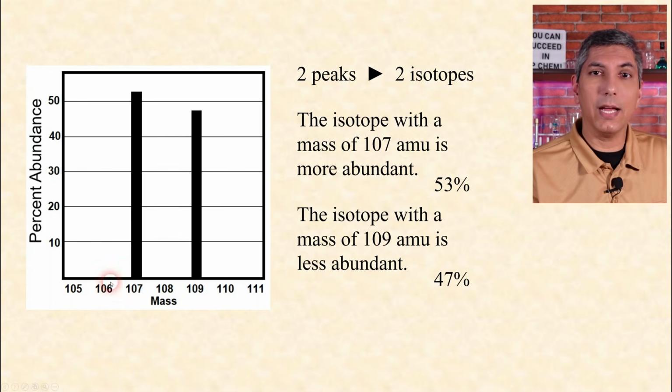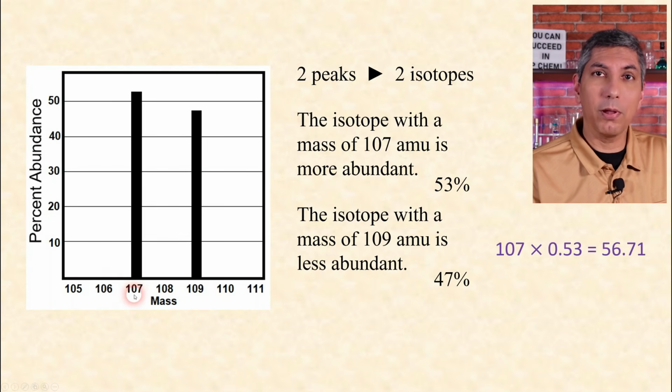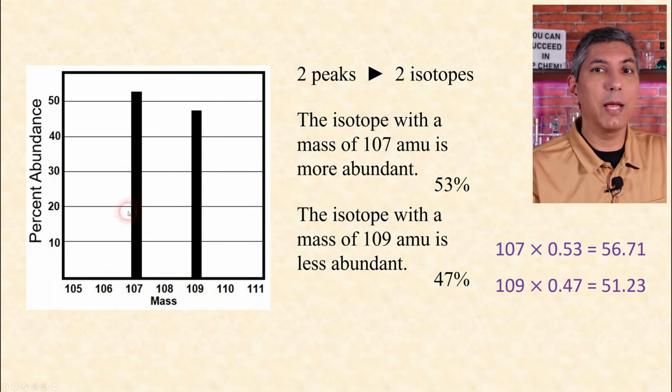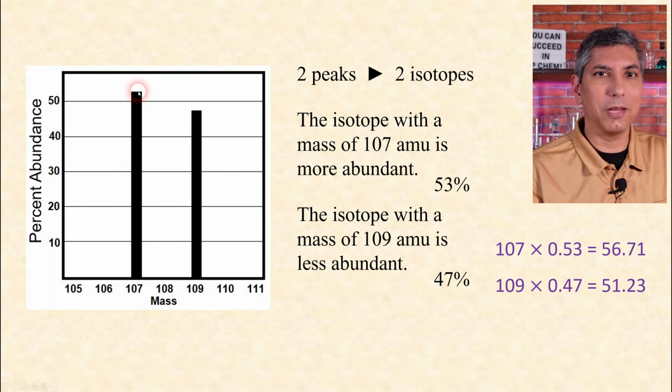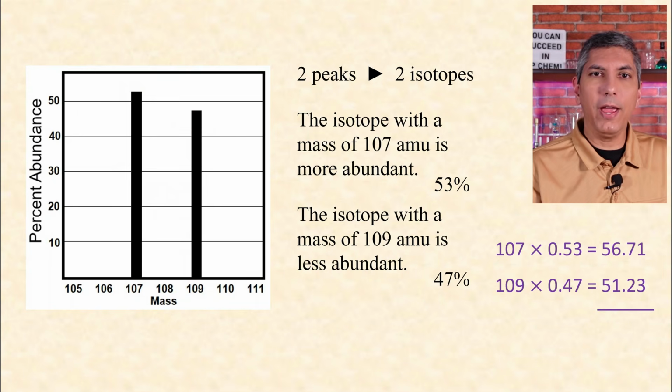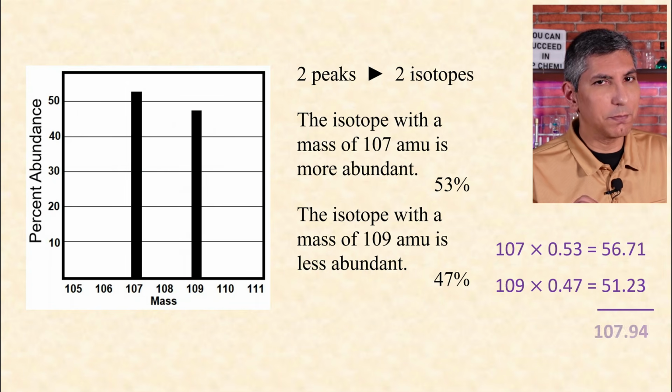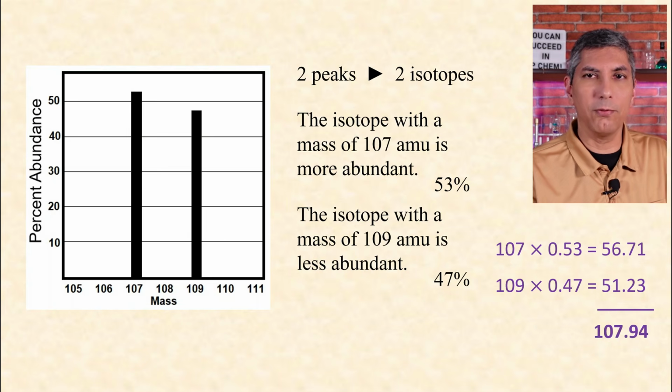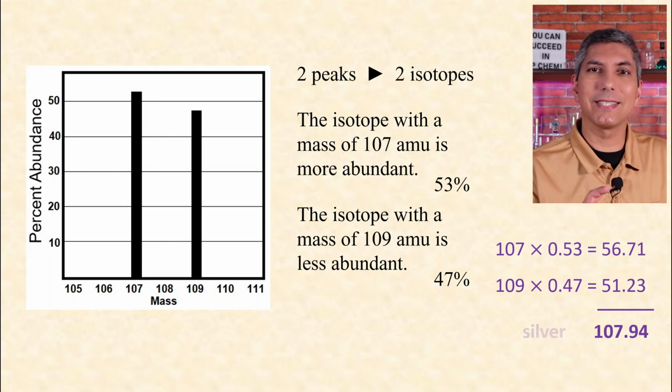We can use this information to estimate the average atomic mass of the element. We take the isotope's masses and multiply them by the decimal equivalent of the percentage. So we take 107 and multiply it by 0.53. We do the same thing for the other isotope, 109 times 0.47. When we add those two products together, we find that the average atomic mass of this element is pretty close to 107.94. Now, we can match that up to the periodic table and see that this is silver.